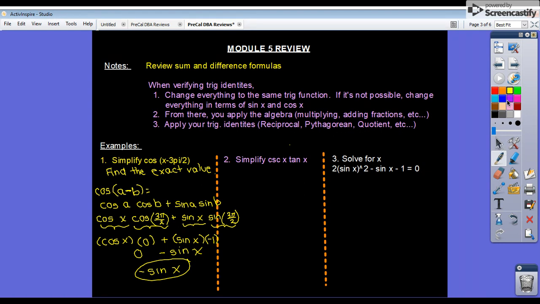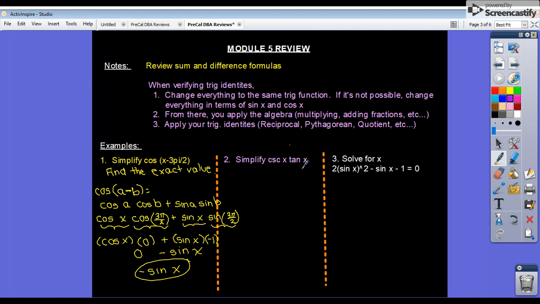For the next problem, I'm simplifying. So when you're verifying trig identities or simplifying them in this case, ideally you'd want to change everything to the same trig function. So you'll look at your identities, meaning your Pythagorean, reciprocal, and quotient identities, and you'll see if cosecant and tangent have anything in common.